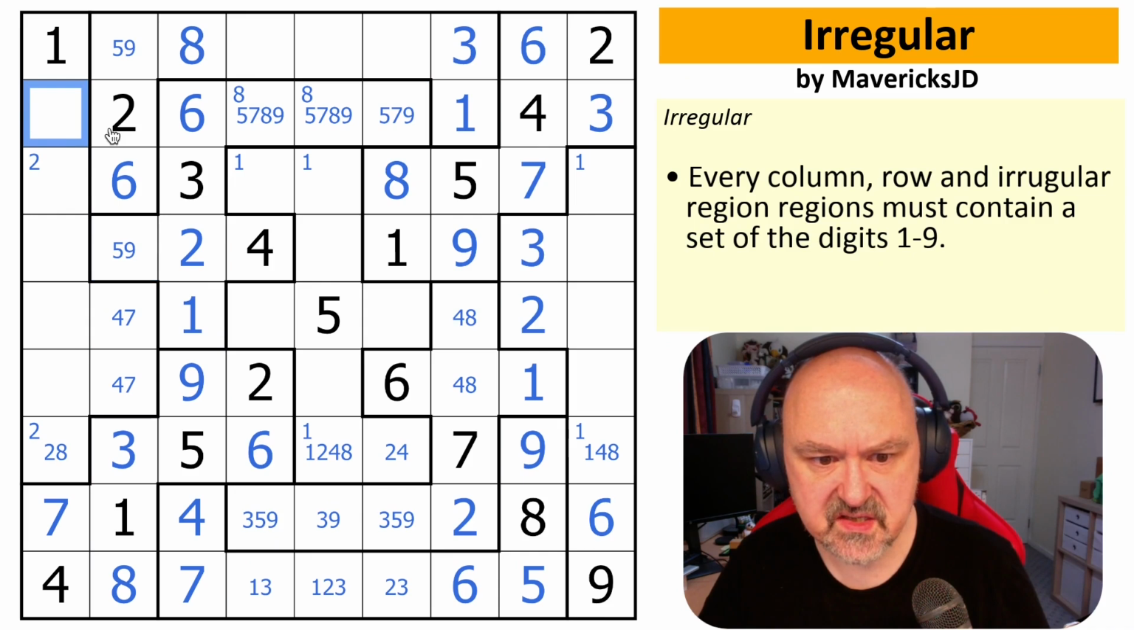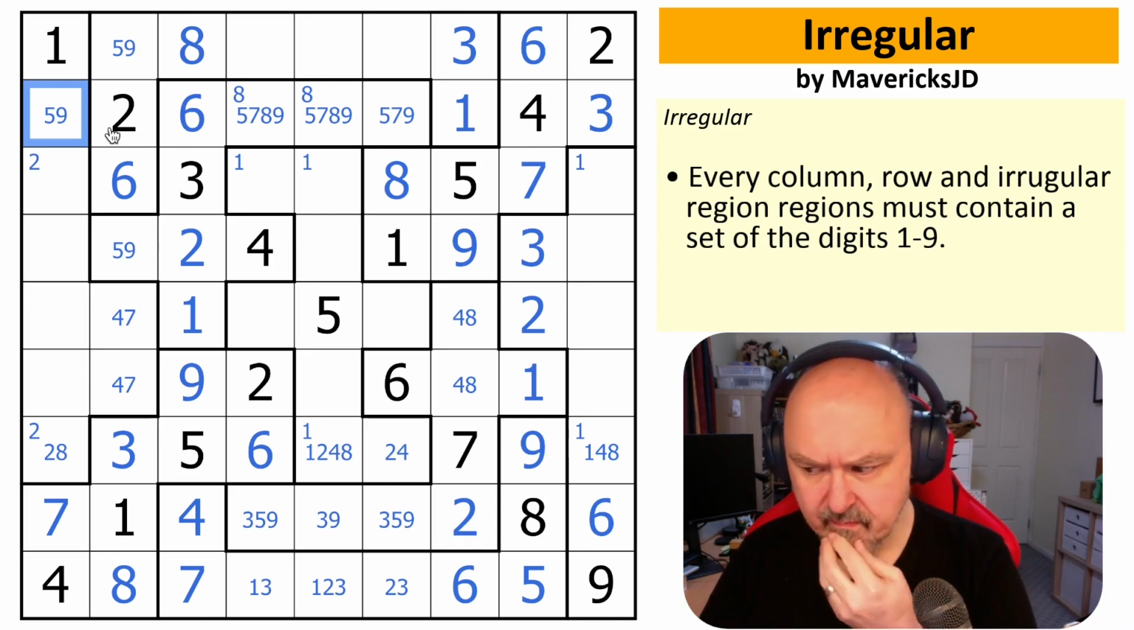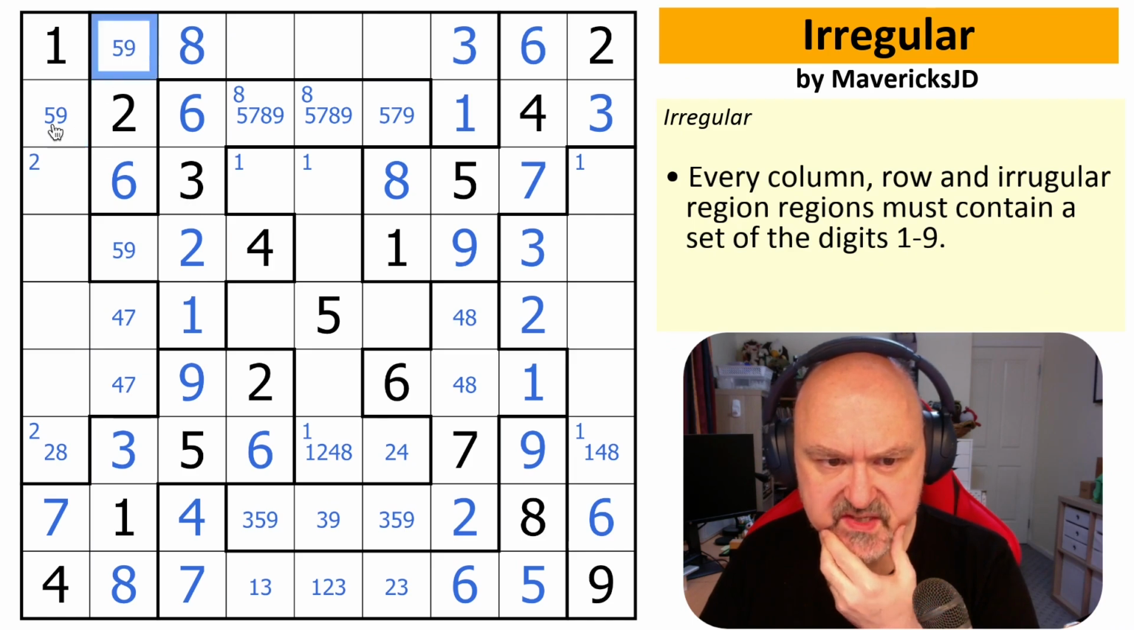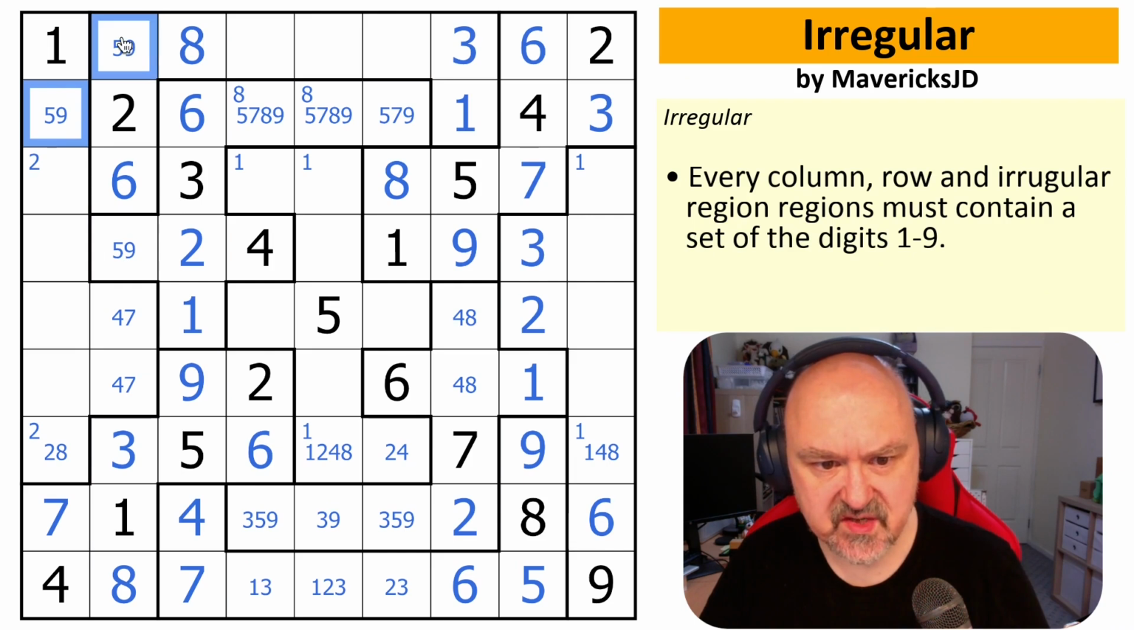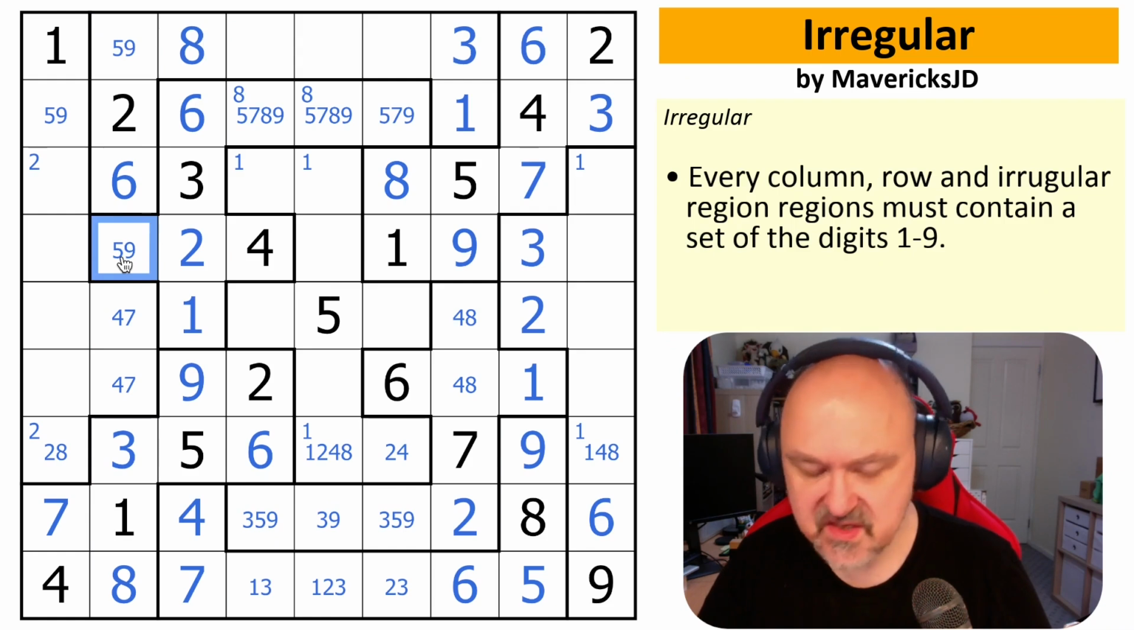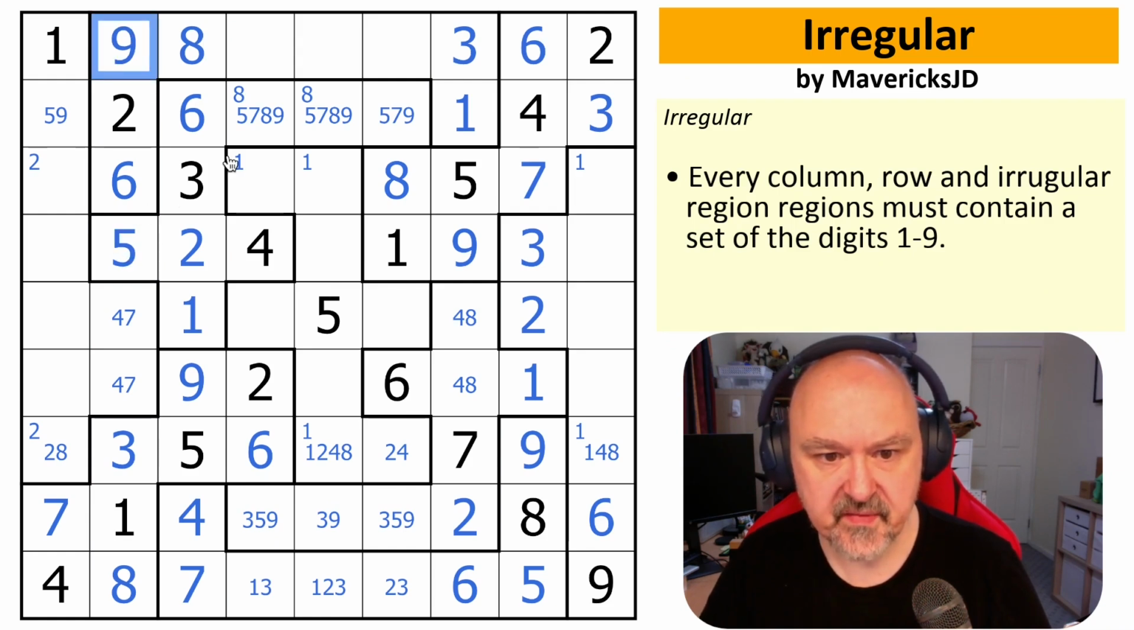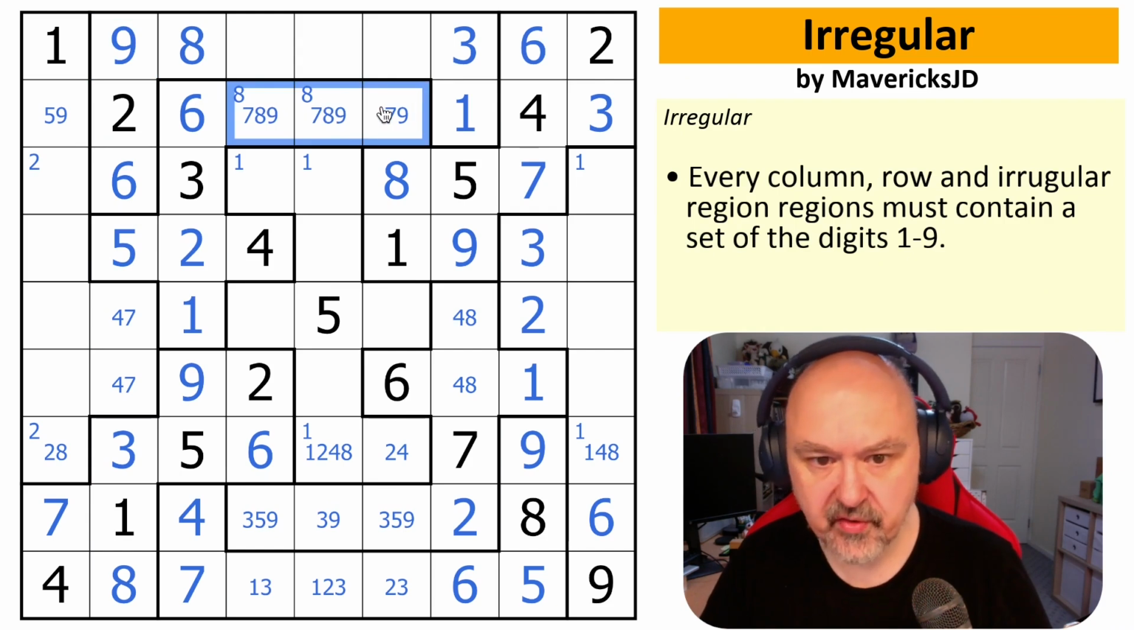So this is 5 or 9. So this is the same as this. So these will be different. So these are, oh, and actually they're 5s. So this is a 5. This is a 9. That takes 5 out of all of those. This is a 7, 8, 9. So this becomes the 5.